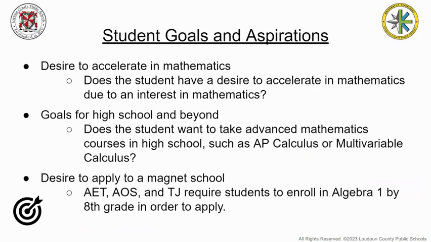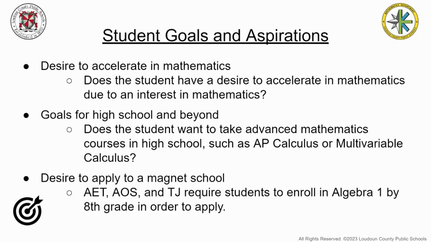When students are motivated to accelerate in mathematics themselves, it is proven they will be more successful. It is important to determine if they have a desire to accelerate in mathematics. It is also important to consider their goals for high school, thinking about if they are interested in taking AP Calculus or multivariable calculus. You might ask yourself why a student would take Foundations of Algebra versus Math 6.